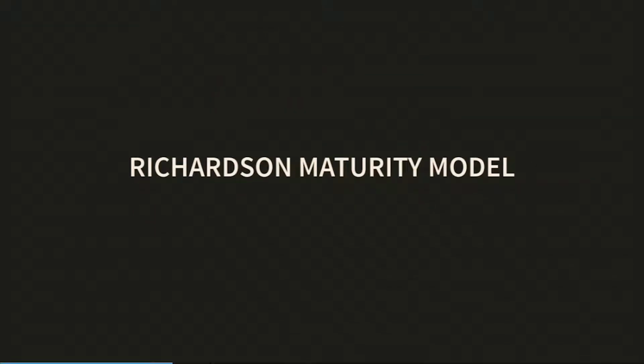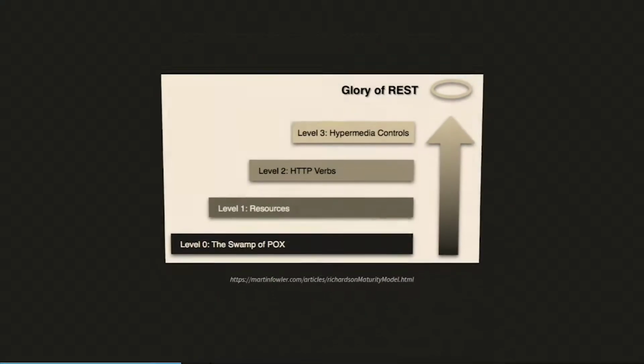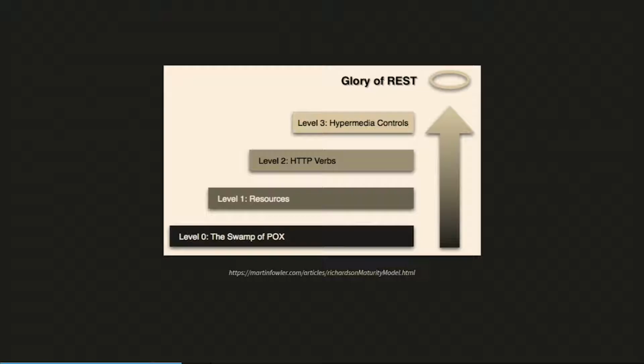Who's familiar with the Richardson maturity model? I think most of you are. It's the graph of the holy grail of REST. You start with level 1, the swamp of plain old XML, then you start using resources, you use the HTTP verbs, and then you go to level 3, hypermedia controls. It's just more and more advanced use of HTTP to end up with the holy grail of REST.